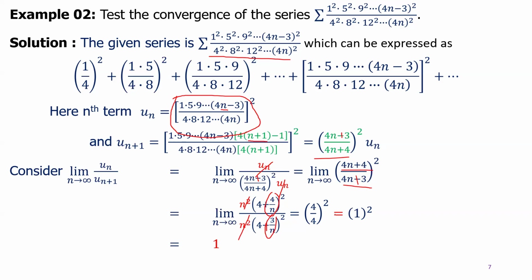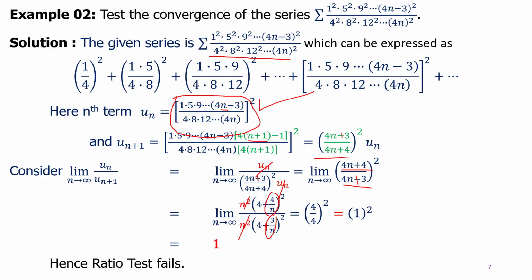Here, the limit of un upon un plus 1 when n tends to infinity is equal to 1. Hence, the ratio test failed over here. So it is not possible to say anything about the convergence or divergence of the given series using the ratio test. Now look here: the nth term has power 2. So instead of using Raabe's test, we apply the logarithmic test.